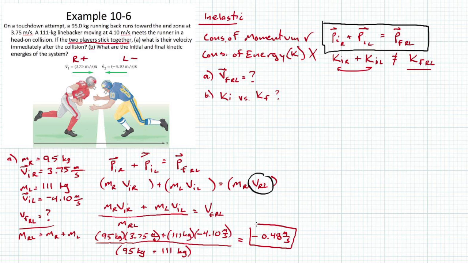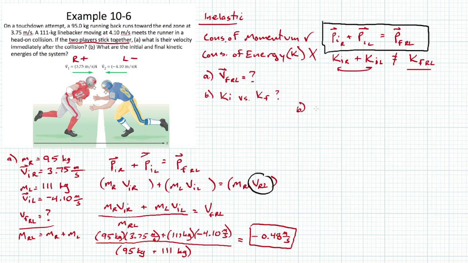This is the velocity of the running back-linebacker system as they're falling to the ground together because they're wrapped up as one. So who won? Looks like the linebacker won, right? Because the whole system is going in the negative direction, and that means the linebacker must have driven back the running back. And that's how fast they're moving backwards together, or moving in his direction together. So that's part A. We have a final velocity of the two players together.